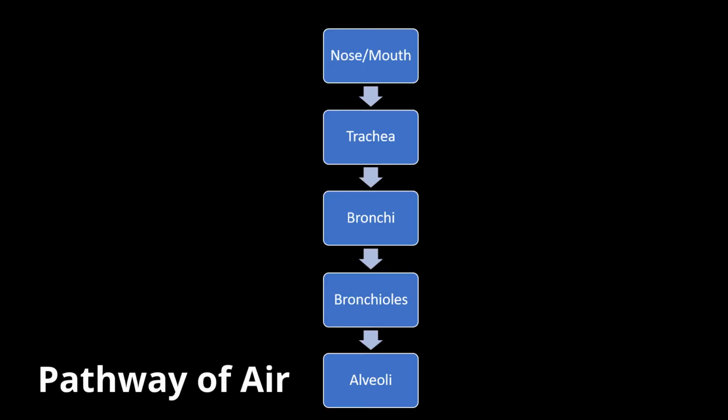We need to understand the pathway that air takes through the respiratory system. The five key parts of this pathway are the mouth and nose, the trachea, the bronchi, the bronchioles, and the alveoli.